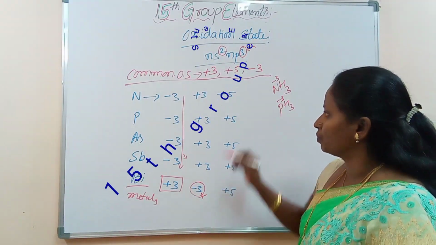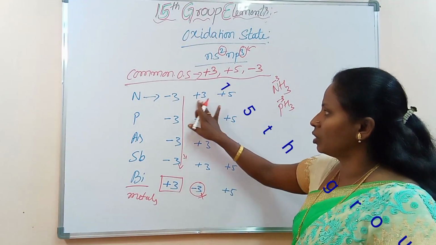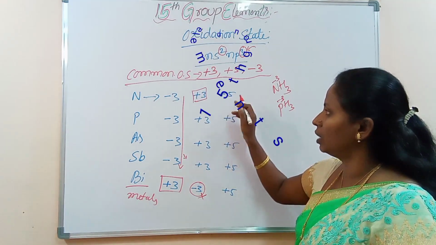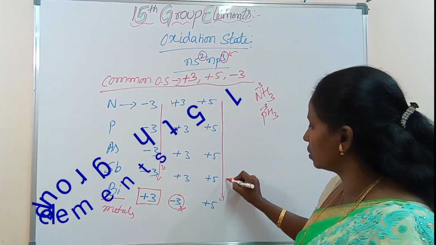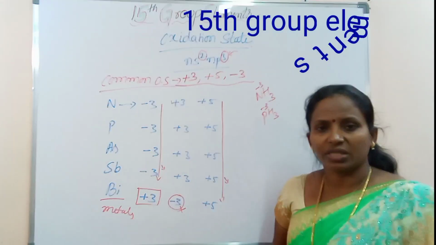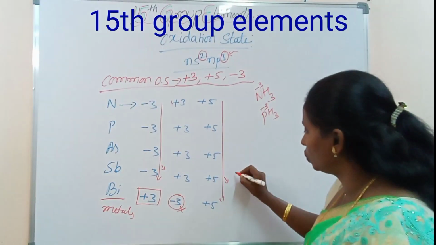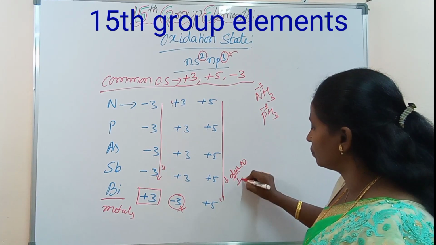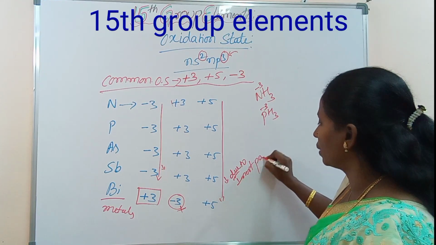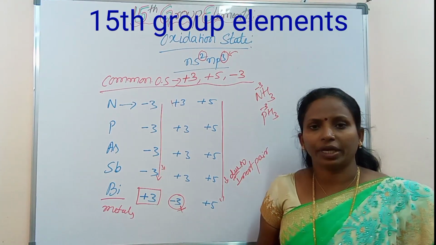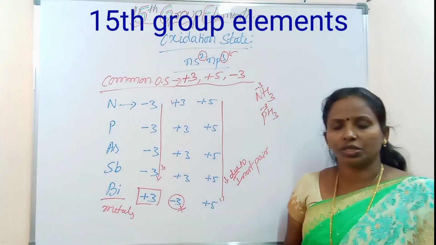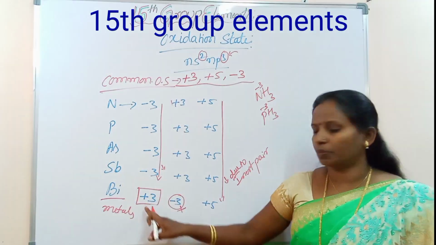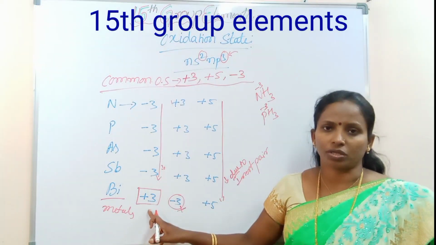Among +3 and +5, the +3 oxidation state is more stable. The stability of +5 decreases down the group due to the inert pair effect. Due to the inert pair effect, bismuth is more stable in the +3 oxidation state.